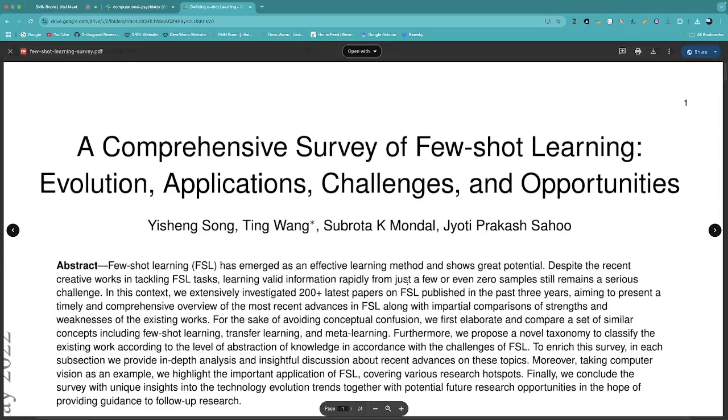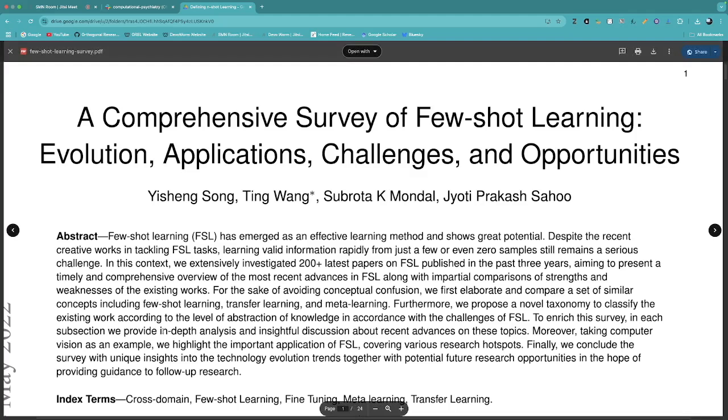So this is a comprehensive survey of few-shot learning: evolution, applications, challenges, and opportunities. This is Yixing Song, Ting Wang, Subroto Mondal, and Jyoti Sahu. So this is the abstract.